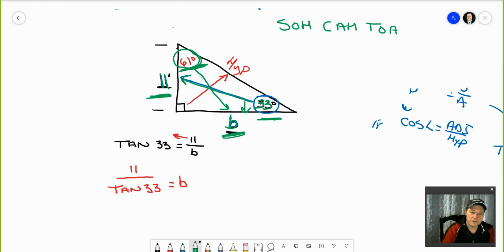So I'm going to reference back down here. We determined that the 33-degree angle is the angle we want to talk about. The 11 is the opposite side, and B is the unknown. It's the adjacent. So I need a formula that has opposite and adjacent, which is tangent.